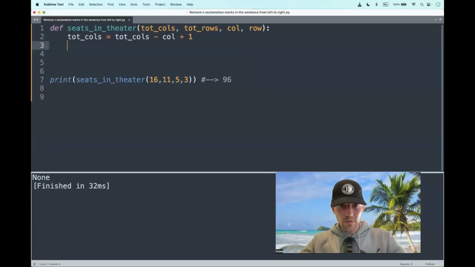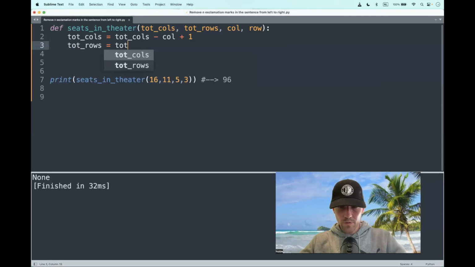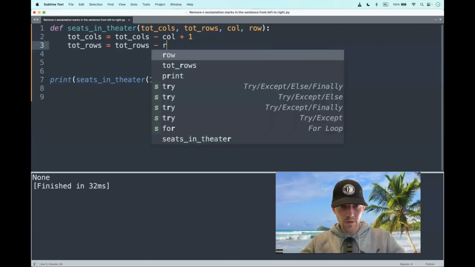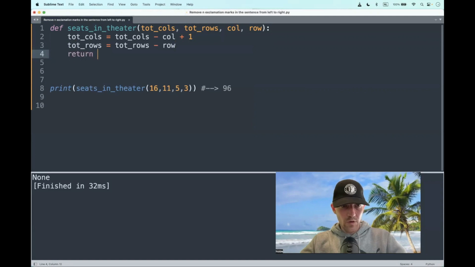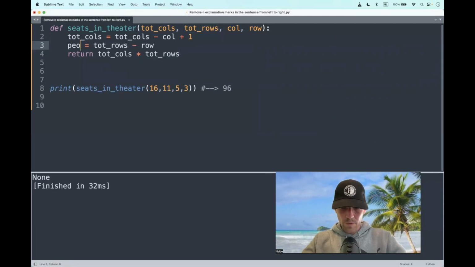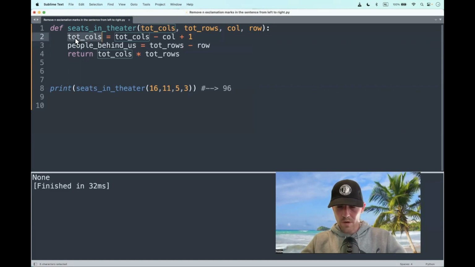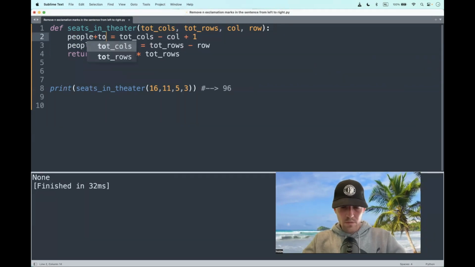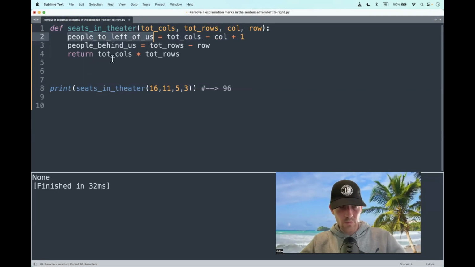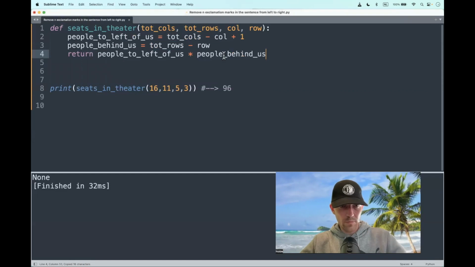Then we can proceed to the rows. The rows is very straightforward, so we have the total of rows, and that should be equal to the total of rows just minus the row where we sit. And the only thing that we have to return are the total columns multiplied by the total rows. Or we can rename this to people behind us, for example, and the columns should be the people to the left of us. So we have to multiply this with this, the people to the left of us with the people behind us, and that should return 96.